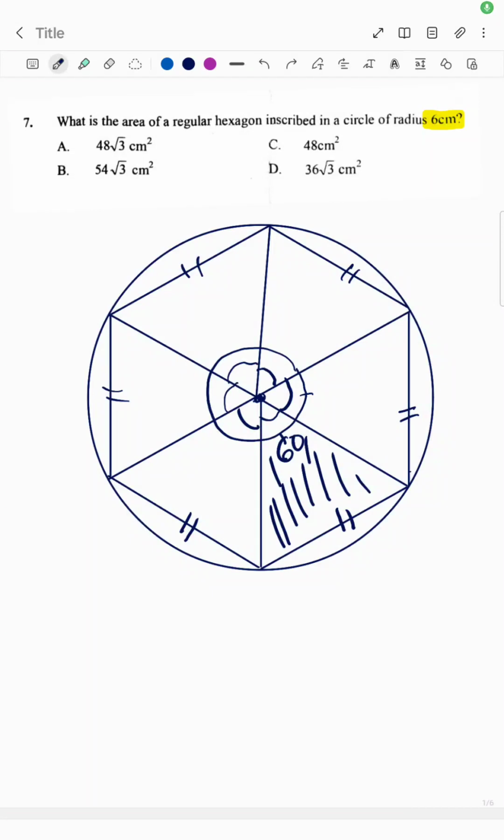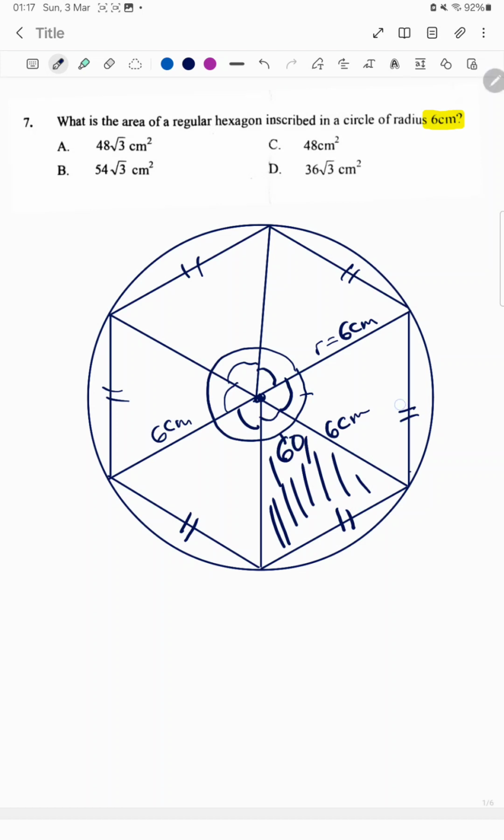The question here is to find out the total area of a regular hexagon which is inscribed in a circle of radius r equal to 6 centimeters. So this radius is 6 centimeters. Up here, 6 centimeters is all the same. Now this hexagon is a regular hexagon.